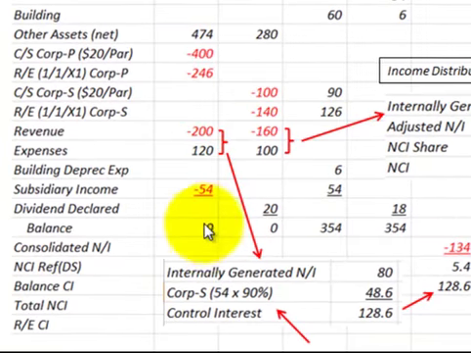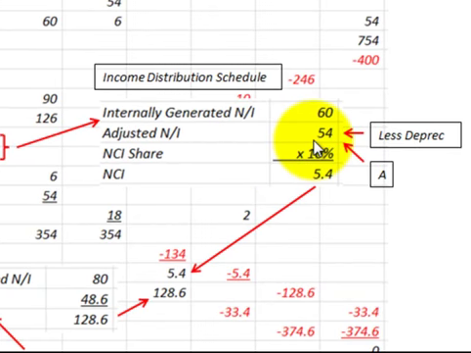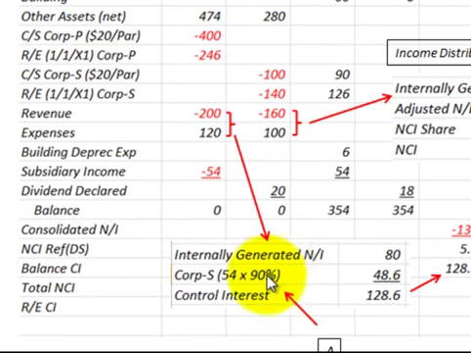Now to calculate the income for the controlling interest, that would be for the parent corporation, in this case Corporation P. They had revenues of $200,000, expenses of $120,000. So going down and looking at our income distribution schedule, we had internally generated net income of $80,000, the difference between the revenues of $200,000 and the expenses of $120,000. And then they also received 90% from the subsidiary, Corporation S in this case, of their adjusted net income. In that, we had calculated that to be $54,000 up here. So 90% of that gives us $48,600.